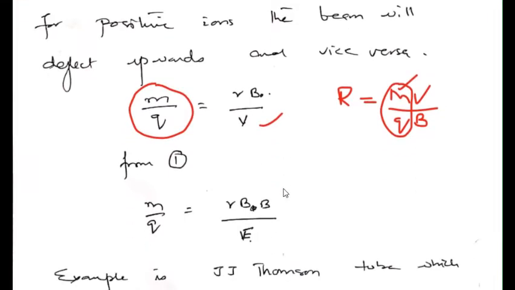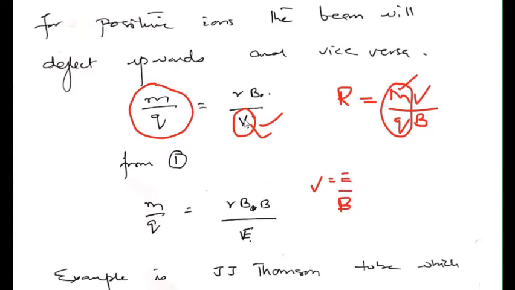So from this equation, we can write m over q equals r B naught B over E. Here we have used this E over B because we have used a velocity selector in the mass spectrometer. So this velocity is equal to E over B, as we have seen in the velocity selector article.